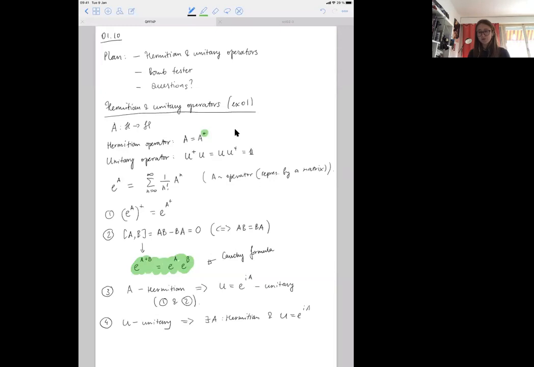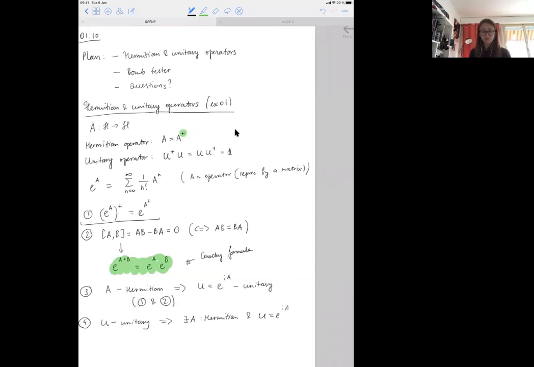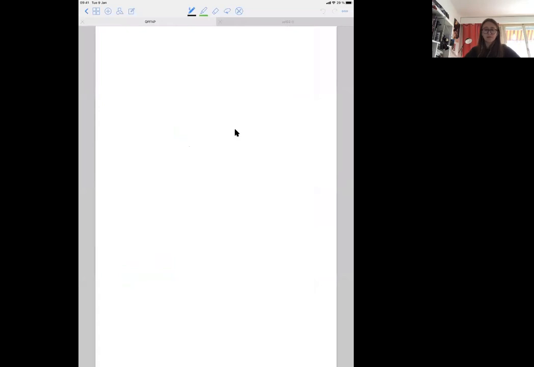Just to show you how this is done, I'll try to derive this first property. So let us look at e to the power A, dagger. We know e to the power A is expressed as the sum of the power series, A to the power n, dagger.